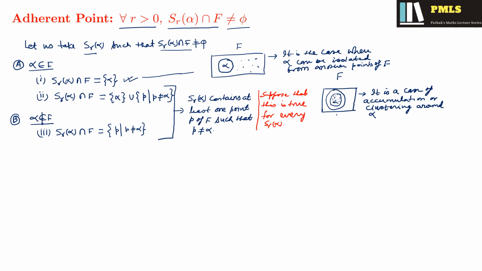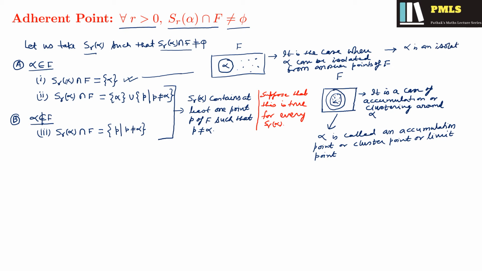In this situation, alpha is called an accumulation point or cluster point, or what we are going to say, limit point. Now the rationale behind calling it a limit point will be revealed in the second part of this video, when we will show that it is in fact a limit of some sequence of the points of F. And the second situation in which alpha can be isolated, we say that alpha is an isolated point of F.